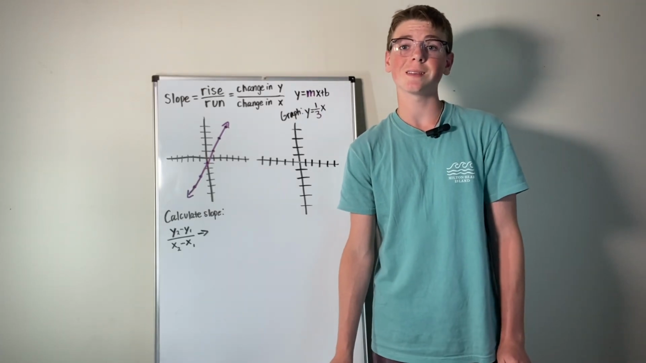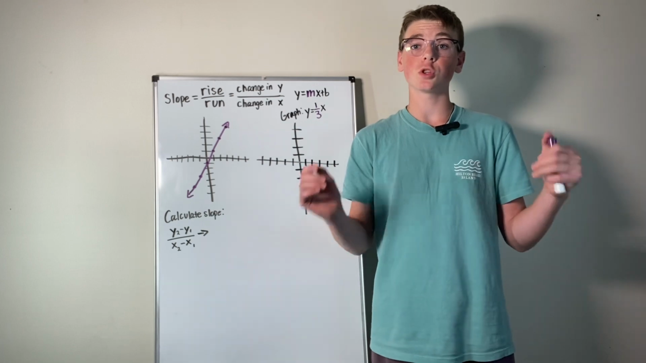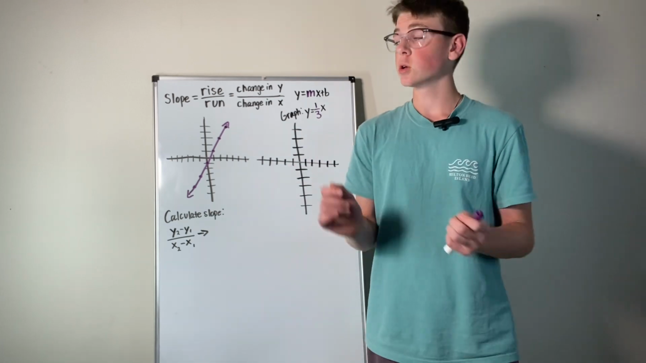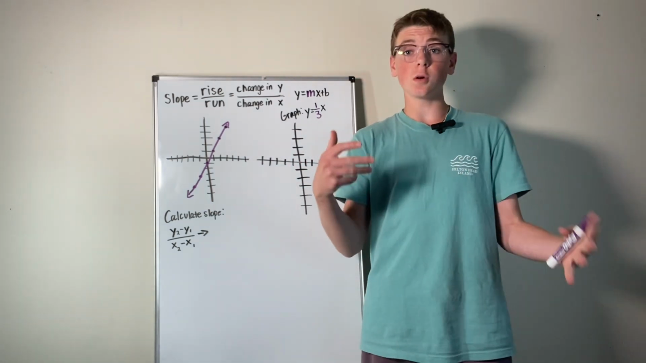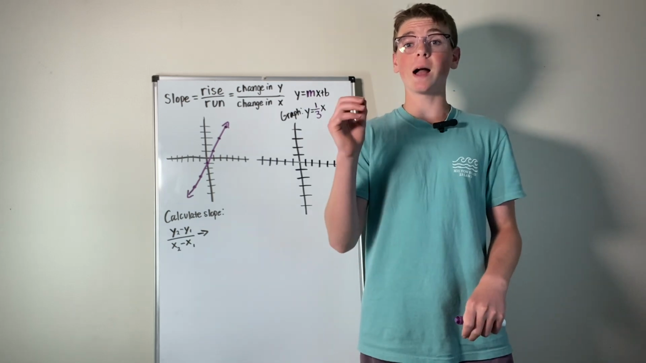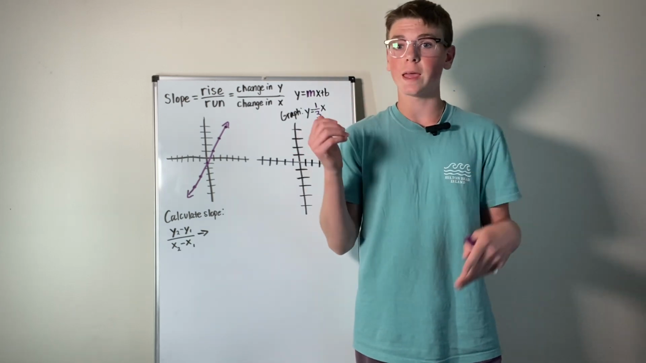I am Xavier Smith, and today I'm going to talk about the slope of a line. So let's get started. What is slope? Well, slope is defined as rise over run of a line.